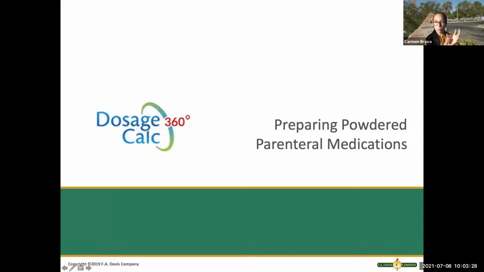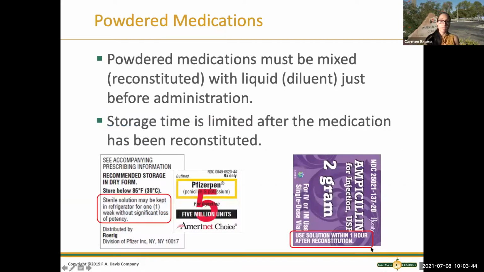Same thing with the oral powder medications, where we have to add diluent or liquid. We have to add water to it. Same thing with the powder parenteral medications. They need to be mixed, and they're not mixed prior because of the duration, especially those antibiotics. Most of the time it's the antibiotics that, whenever we mix them, are only good for so much time. So that's why they still come in powder.